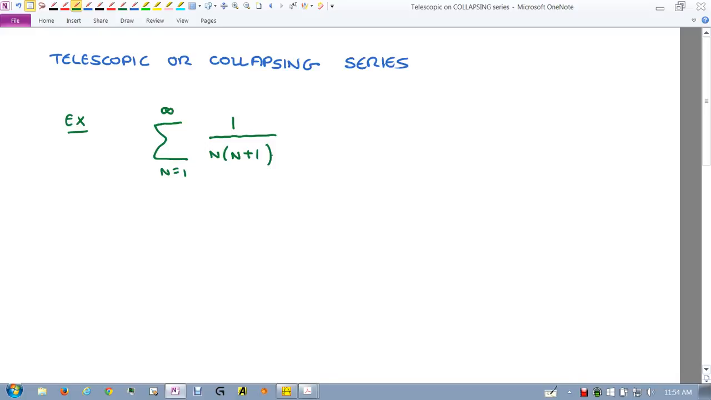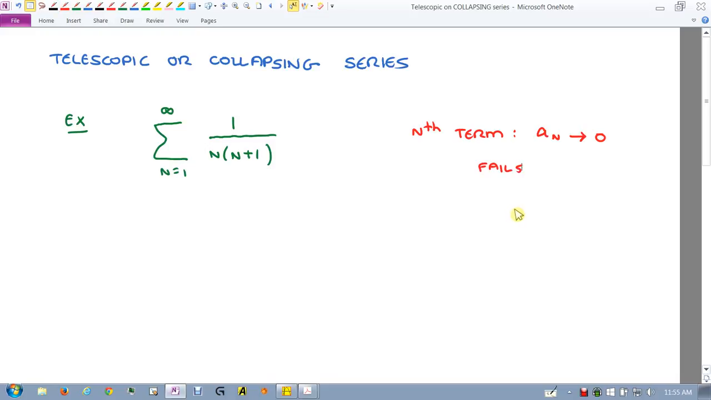You take a look at it. First thing you do, nth term, right? What happens to that as n goes to infinity? What happens to the expression inside the series there? Goes to 0, which tells you nothing.